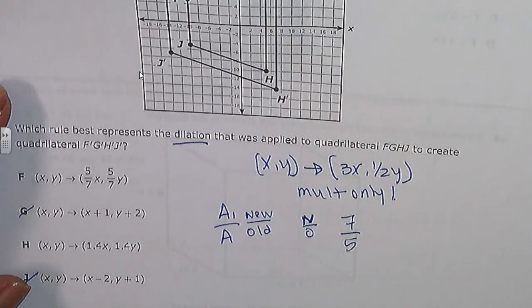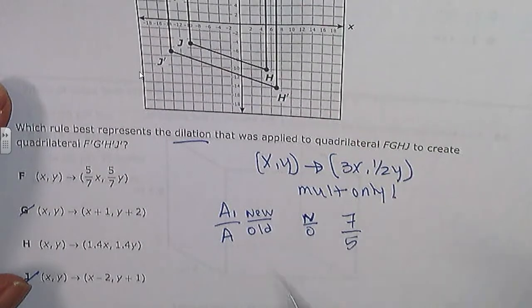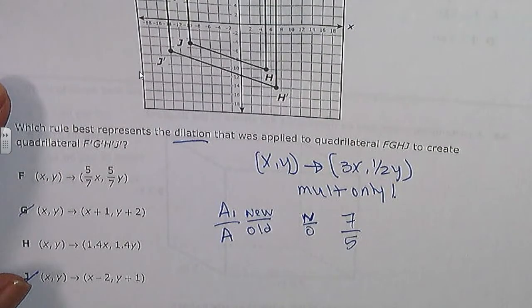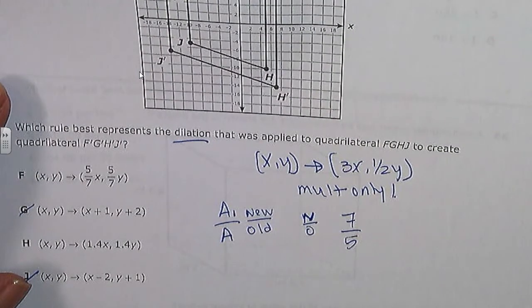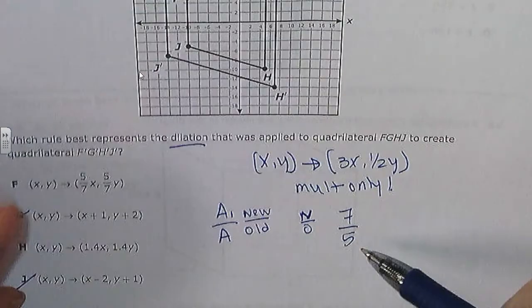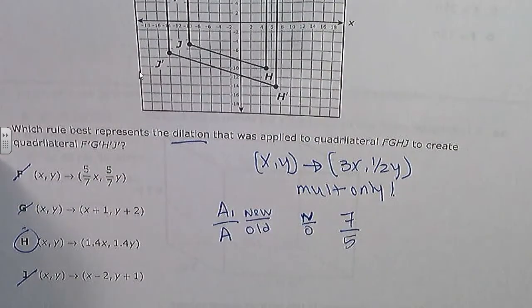So F prime to J prime, I saw 7. And from F to J, I saw 5. And this A prime to A, that just represents the letter. The letters don't matter to me. Just make sure it's the same letter. F prime to F, and vice versa. 7/5 is not 5/7. No. Answer's H. Keep going. Those are nice.